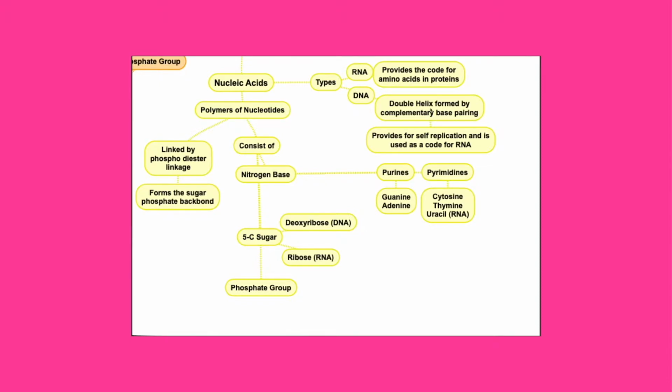Our DNA is going to be a double helix formed by complementary base pairing. Okay, so the bases, remember, are going to be our purines and our pyrimidines. You're probably more familiar with the A, T, C, and G. So adenine and guanine are going to be purines. These are actually double ring structures. And then our pyrimidines are cytosine and thymine of DNA, but then uracil would be found in RNA.